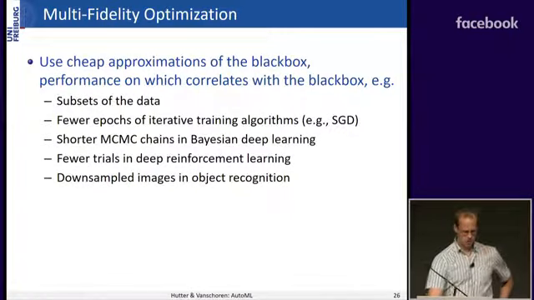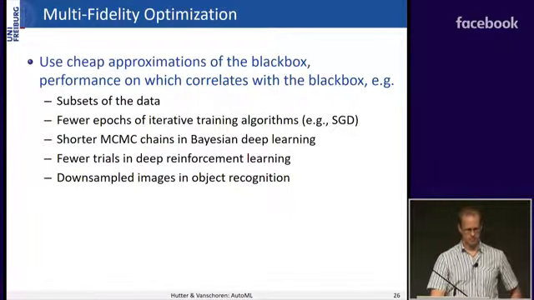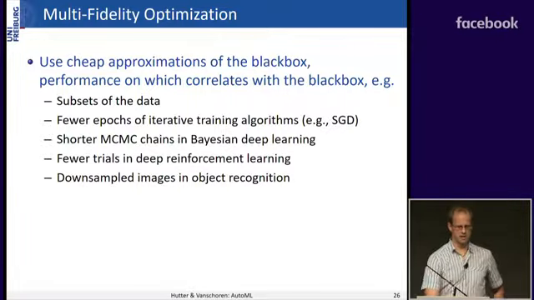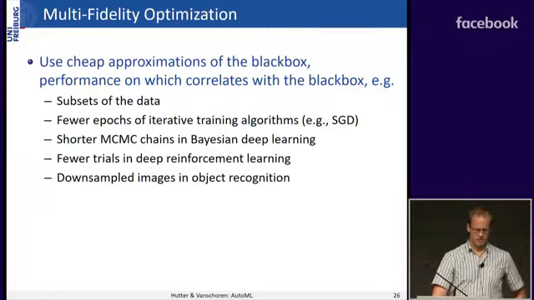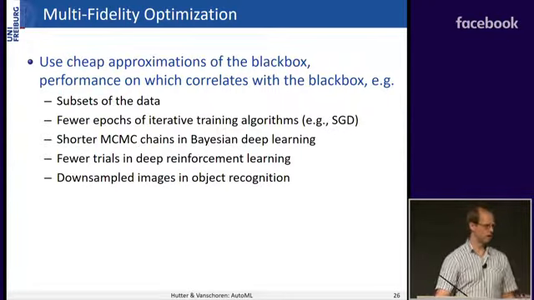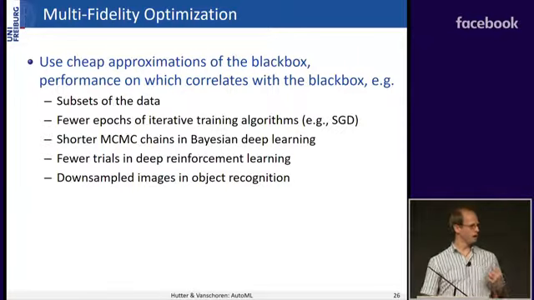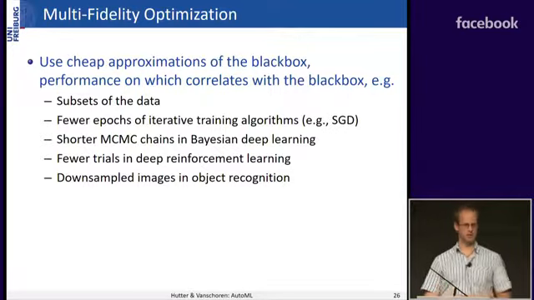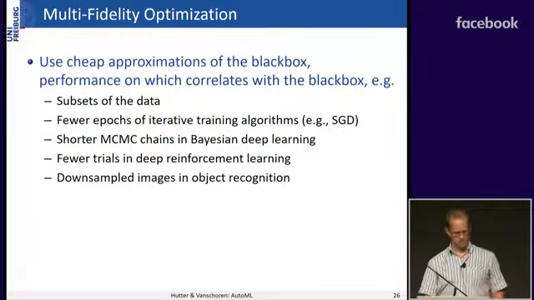The final way of going beyond the black box function is to do multi-fidelity optimization. So what is multi-fidelity optimization? It's about using cheap approximations of the black box function, cheaper approximations whose performance correlates with the actual black box function. So you want a cheaper approximation where if a hyperparameter setting does well there, typically it also does well on the expensive black box. How can you get these cheaper approximations?